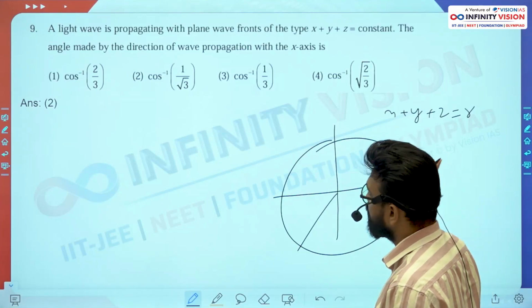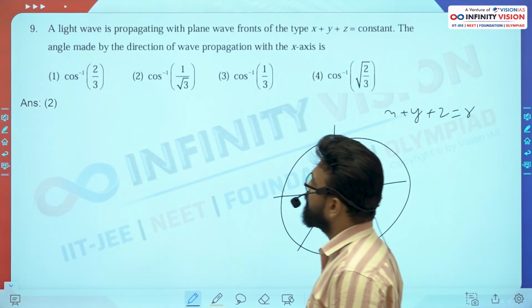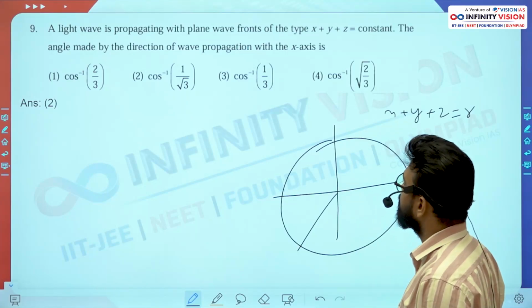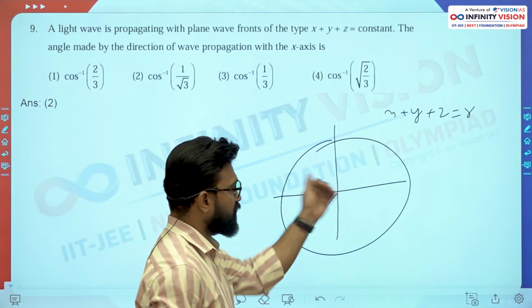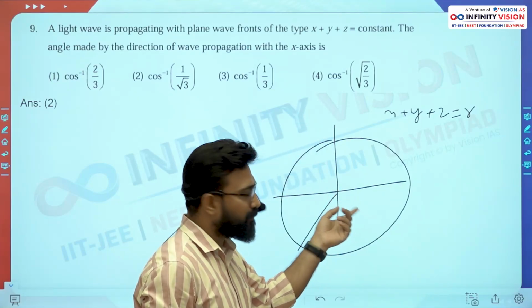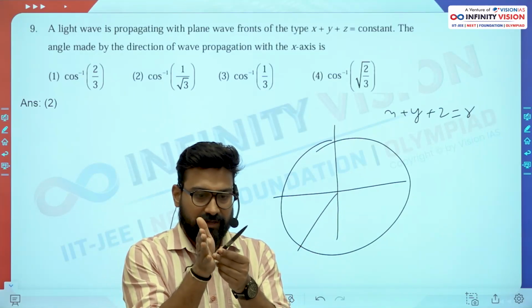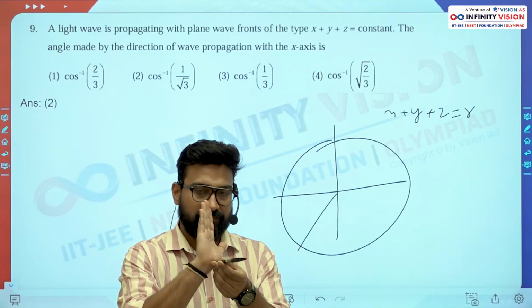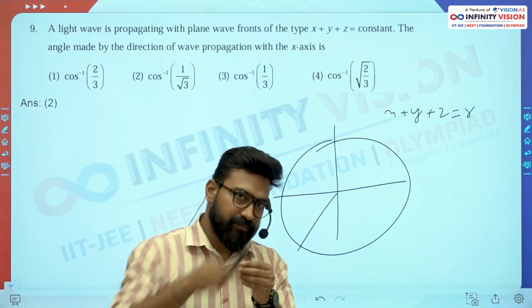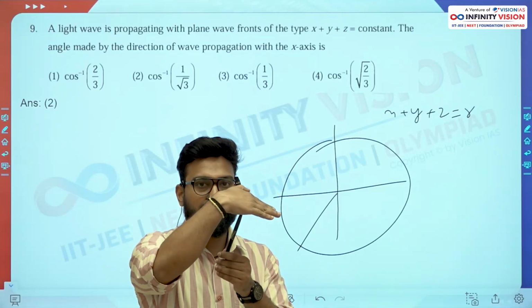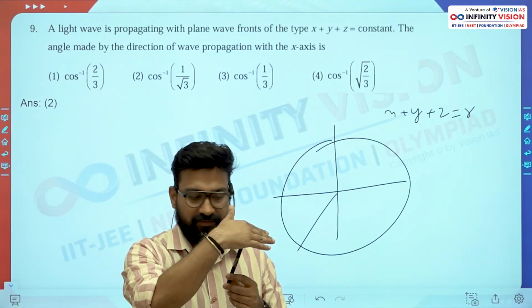So this is a wavefront, which is already given to you. The angle made by the direction of the wave propagation with the x-axis is asked. So one such vector, which the light rays will go along, is perpendicular to this wavefront, don't you think? So if this is x, this is y, and this is z, this is the vector which will go perpendicular to this wavefront. Okay, the light direction of propagation is always perpendicular to the wavefront.